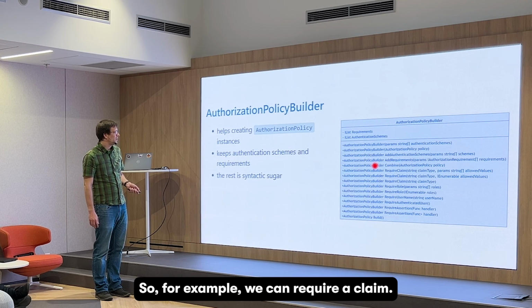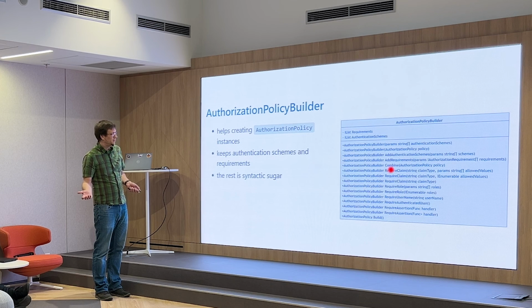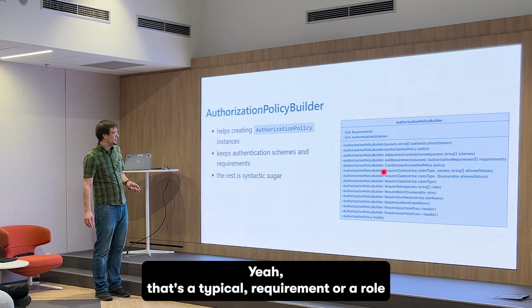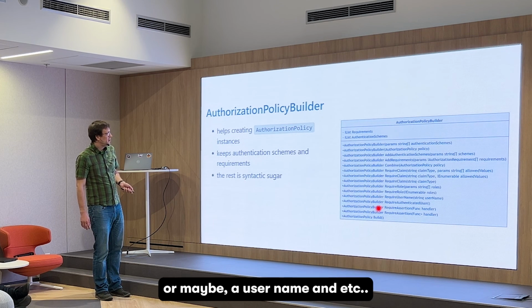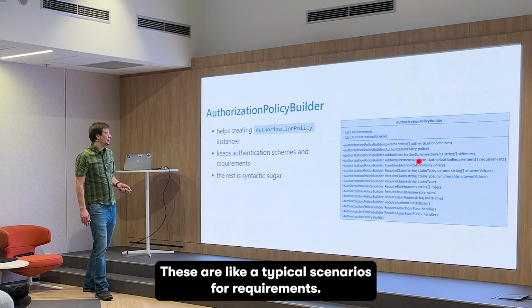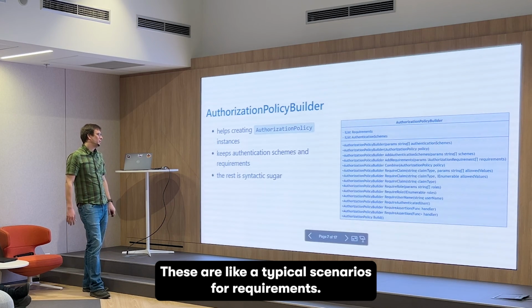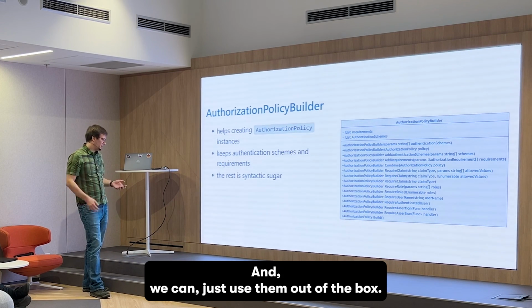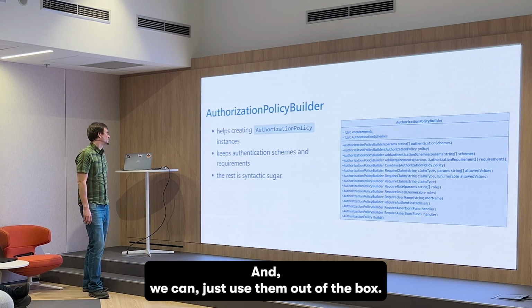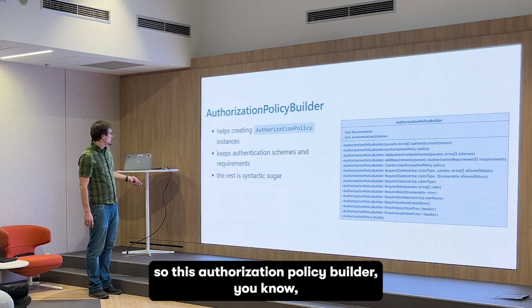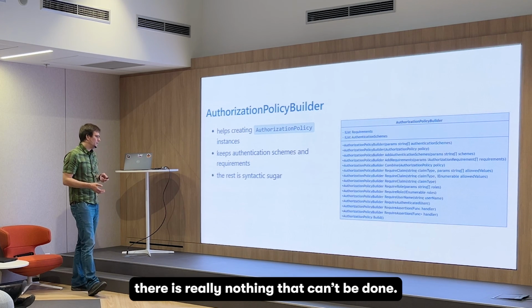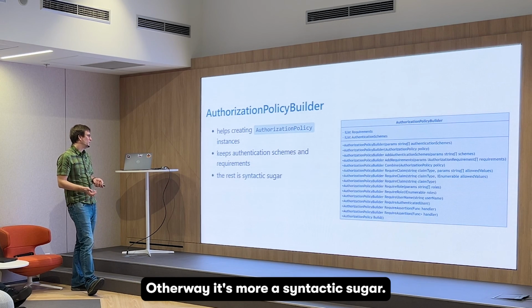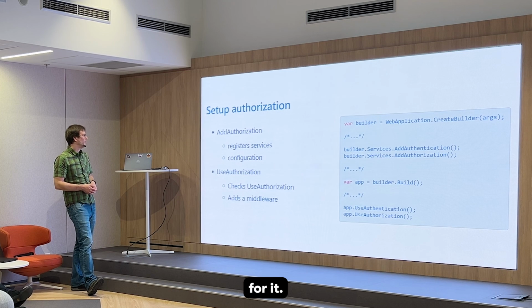So, for example, we can require a claim. That's a typical requirement, or a role, or maybe a username, and so on. These are typical scenarios for requirements, and we can just use them out of the box. With this authorization policy builder, there is really nothing that can't be done another way. It's more a syntactic sugar for it.